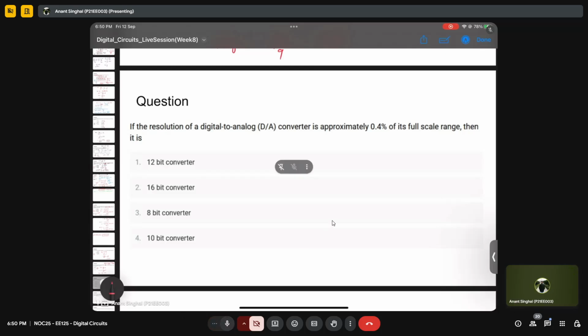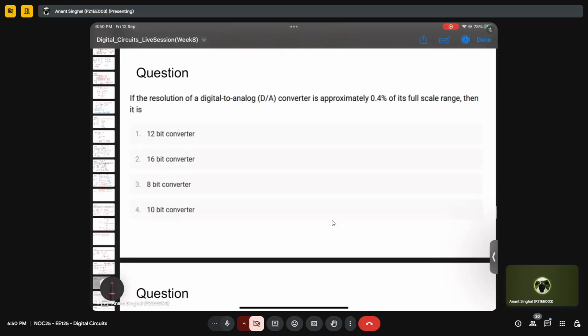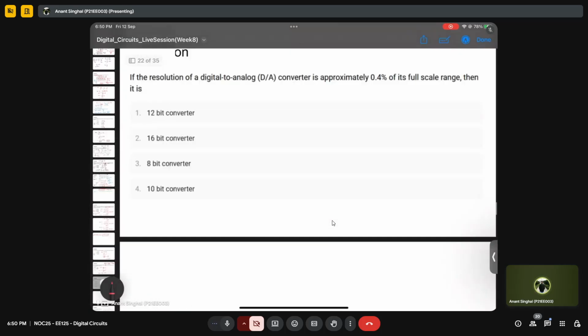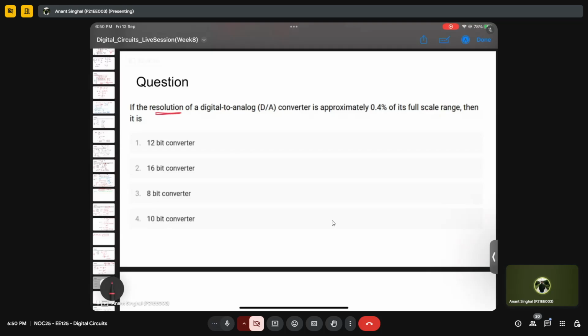This has got one answer. Let's see. So this is again a very easy question, just some tricky language is used. It says if the resolution of a DAC. So resolution is nothing but.